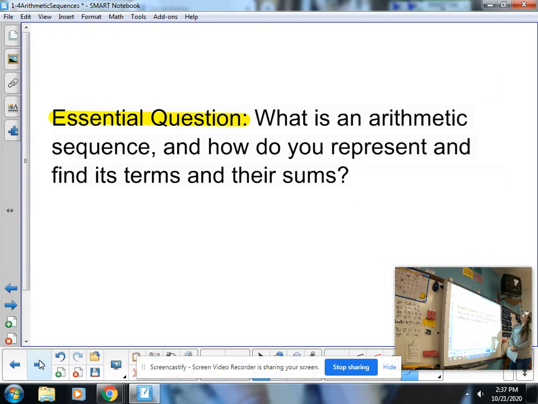So now we have our essential question for this section. What is an arithmetic sequence and how do you represent and find its terms and their sums? The sum part of that is going to be where the series comes in. But we're going to look at two different ways that you can represent an arithmetic sequence.